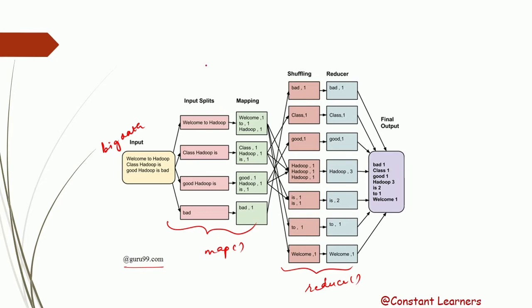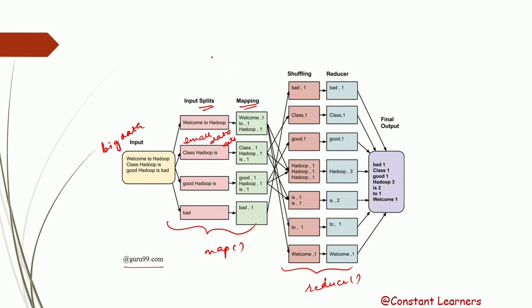Okay, in the map function what is happening? The data is being split. Okay, and then the data is being mapped. Splitting the data means what? The big data is being split into smaller data sets. Okay, the data is being split into smaller data sets. Okay, and then these data sets are being mapped.